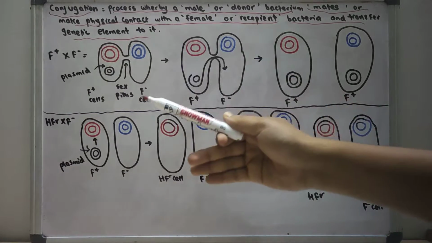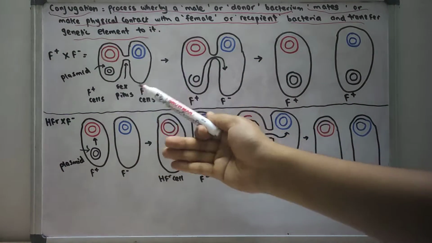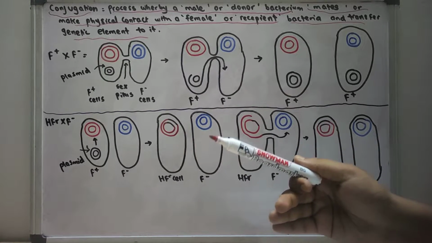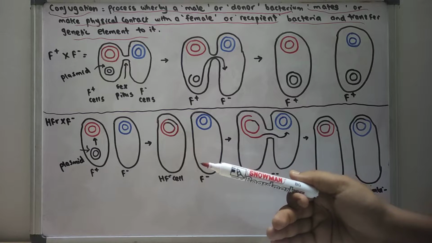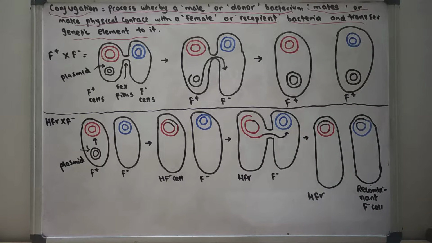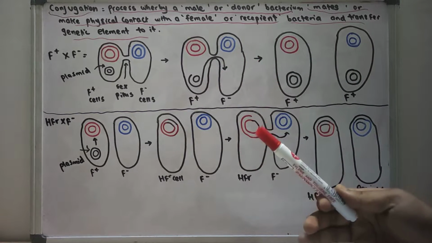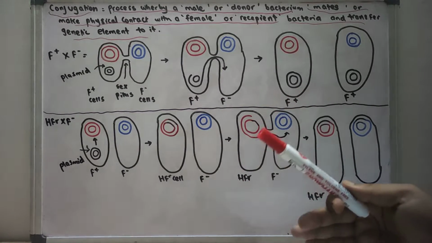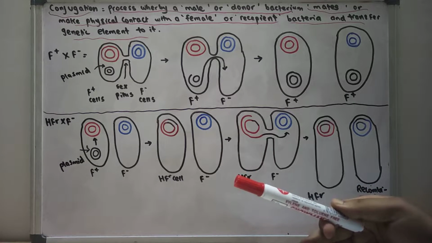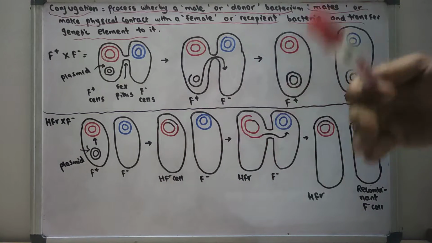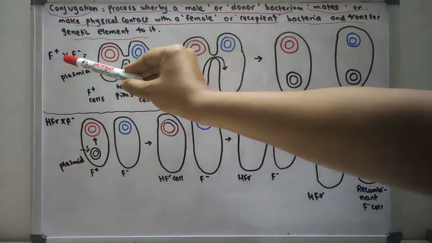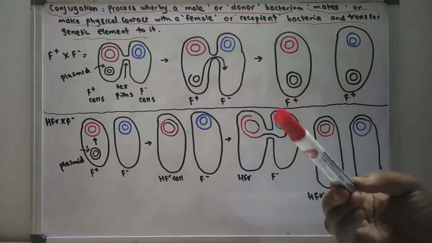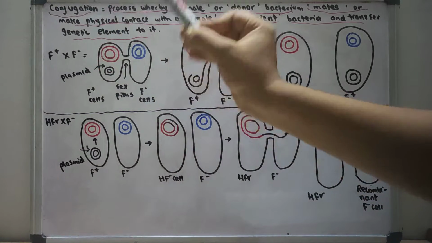There is conjugation between F plus and F minus cells, and there is conjugation between HFR and F minus cells. Before actually describing these, I want to go through the terminologies of those individual terms. F plus cells are those type of bacteria that contain the plasmid.